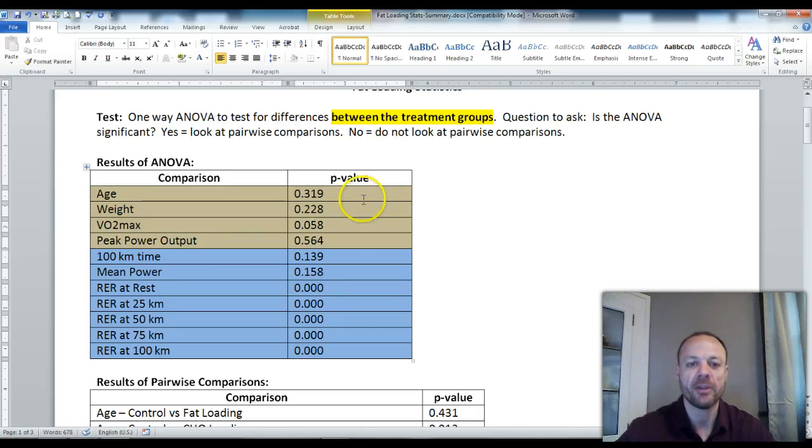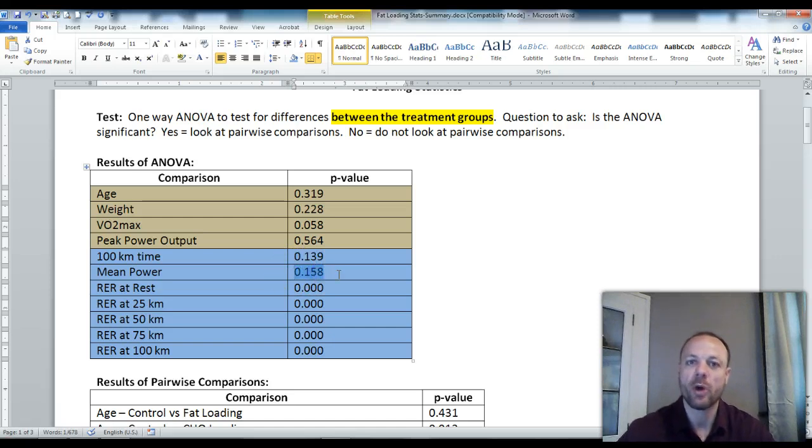So that makes a lot of sense that there is not a statistically significant difference between the three groups at baseline. But then with respect to the intervention, we have some values that are significant and others that are not. These first two, the 100-kilometer time trial performance, is not significant because this value here is greater than 0.05, as is the mean power throughout the time trial.